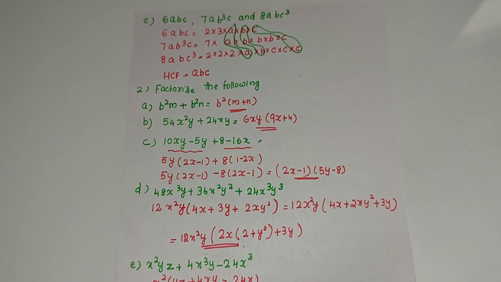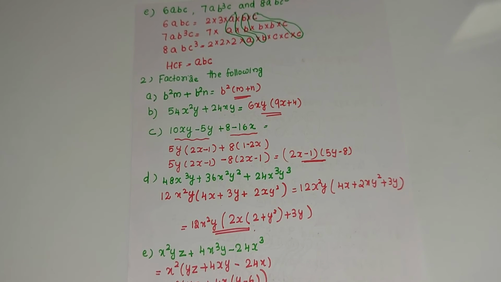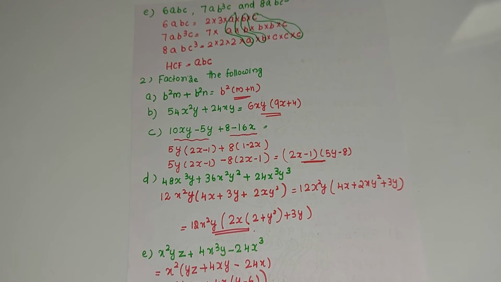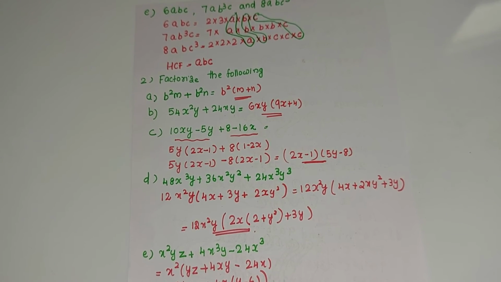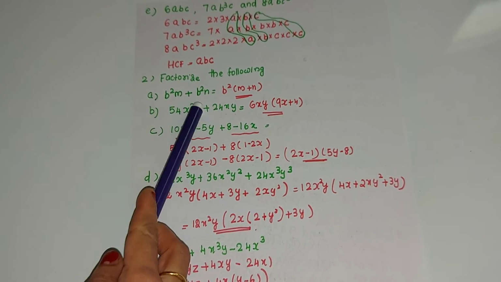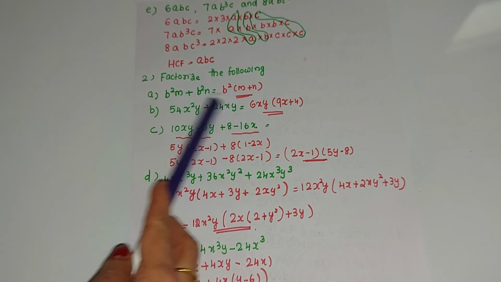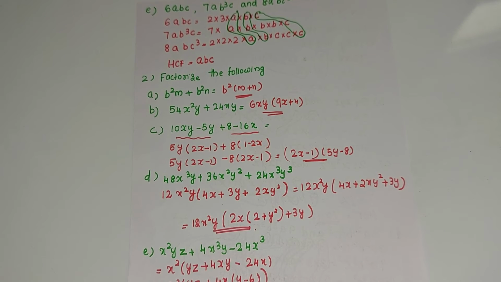Now factorize the following. Factorizing means taking the common outside and writing as the product of its factors. So b square m plus b square n. There are two terms. In both terms b square is common. You take b square outside. You can write as b square into m plus n. When you take b square from here and b square from here, the remaining terms are m and n. So b square into m plus n.